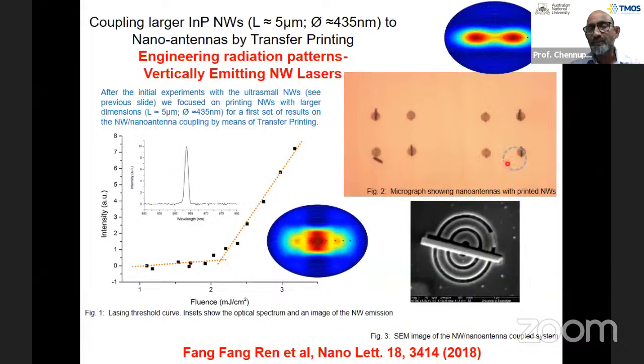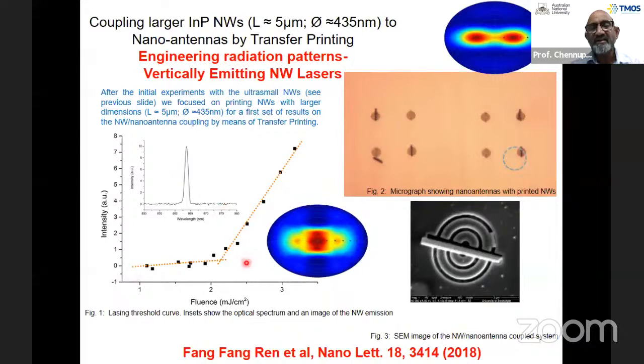You can see the close-up of this particular one here, a nanowire, and these are the antennas which are here. If you don't have any nano antenna, light comes from both ends of the nanowire because the nanowire acts like a Fabry-Perot cavity. But once we put the nano antenna here, suddenly light starts coming from the vertical direction. Because this nano antenna is engineering the radiation patterns, for the first time we're able to demonstrate vertically emitting nanowire lasers.